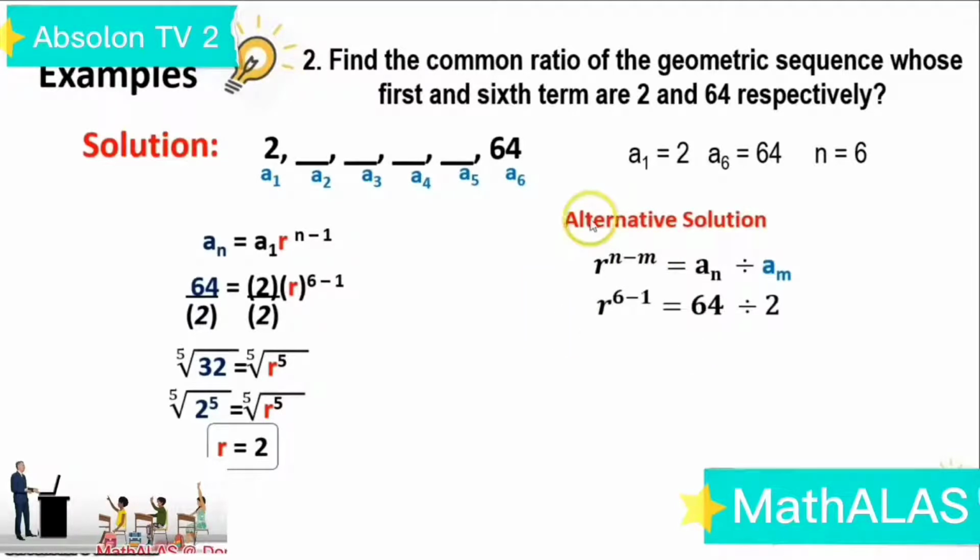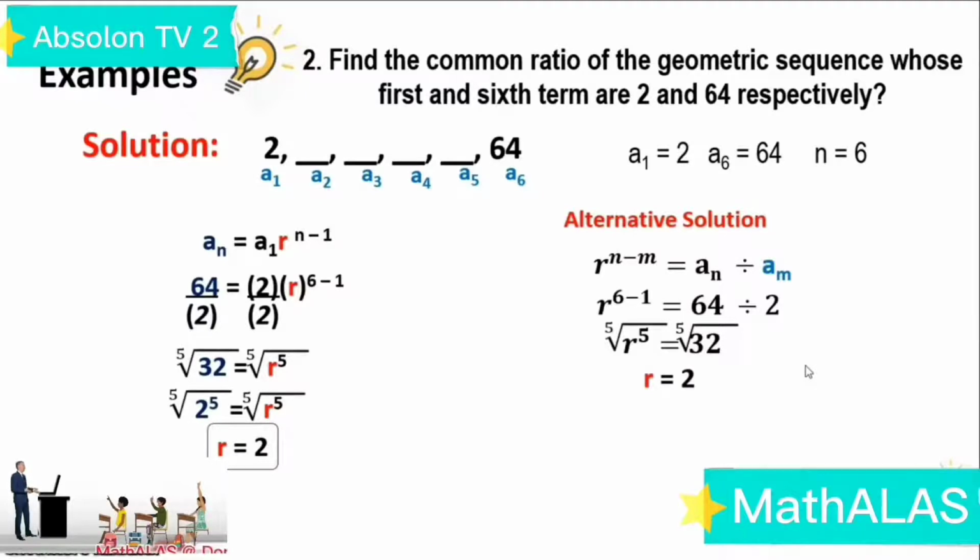We know that the sixth term is 64. So, 64 divided by 2. Now, 64 is the sixth term of the sequence, that's why you have 6 here on top. And 2 is the first term, so you have 1. So, the exponent of r should be 5. Now, 64 divided by 2 is 32. Getting the fifth root of both sides of the equation, you will have r equals 2.